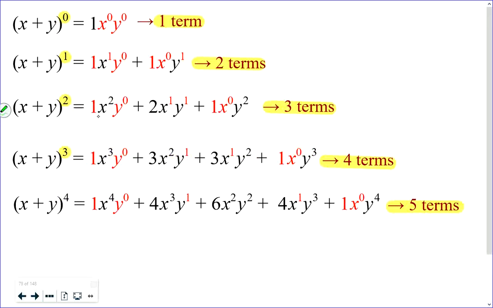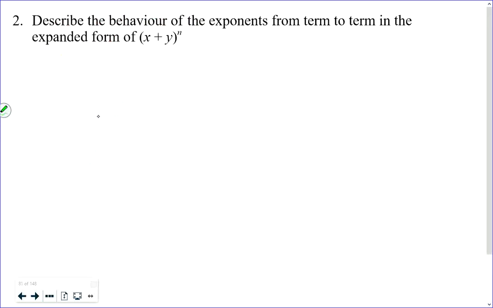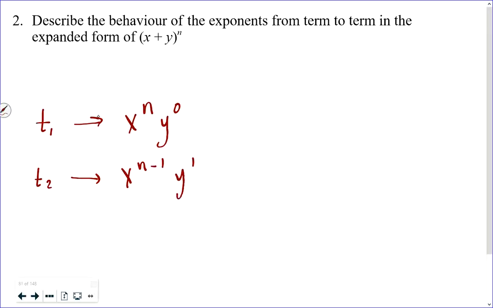So we can answer this question by saying T1 has x to the n and y to the 0. Always. The first term will always have x raised to whatever the exponent on the binomial power is, and it will have no y's. T2, the second term, will have those for the exponents.